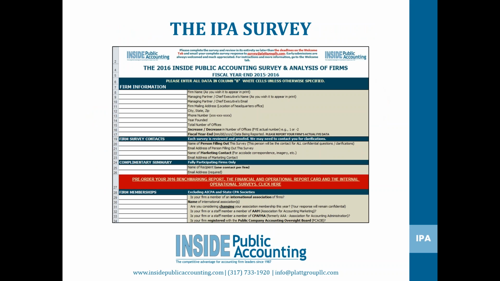So let's start with a quick frame of reference regarding the IPA survey and analysis of firms. It's a comprehensive benchmarking survey that covers key financial and operational performance measures. We're anticipating about 500 to 600 firms participating this year, making the populations you can compare yourself to both robust and more meaningful. We're working with many different accounting associations to help streamline the survey process and reduce survey fatigue on your end. We're using the same survey for the larger IPA benchmarking report, so the good news is for those of you with an accounting association that we're working with, you'll only have to fill out one survey form.